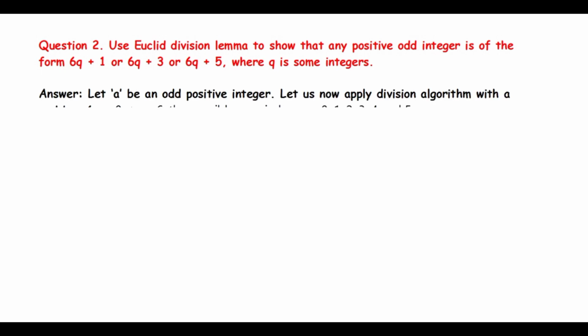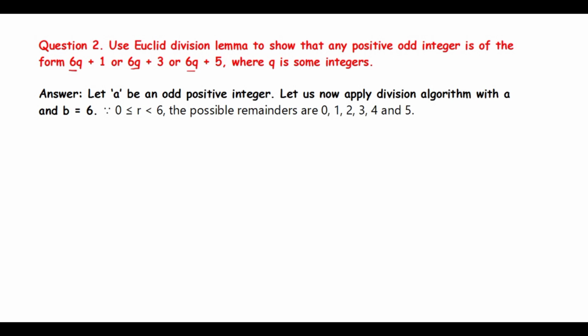Here is the first step. Let a be an odd positive integer. Let us now apply the division algorithm with a and b equal to 6. Why b equal to 6? Because here they gave 6q plus 1, 6q plus 3, 6q plus 5, where 6 is b. So b equal to 6 we are taking.